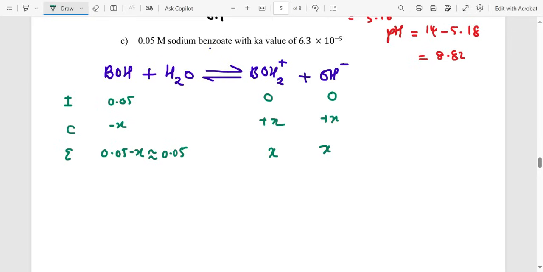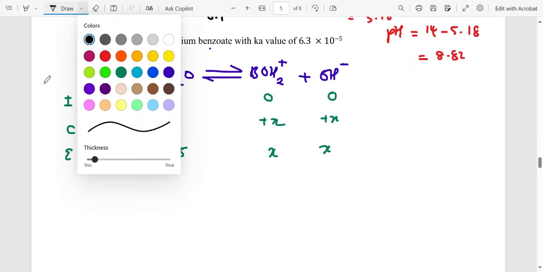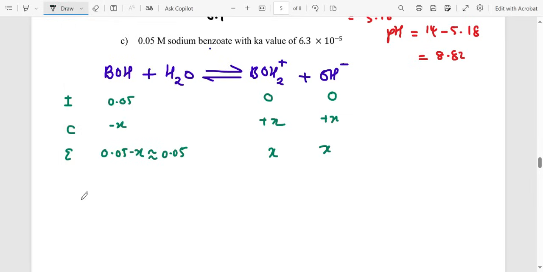Okay. So remember, they've asked us to calculate the pH. But we are dealing with a base, and they've given us the Ka. We can't use the Ka. So the first thing that we are going to do is calculate the Kb. So Ka multiplied by Kb is equal to Kw.